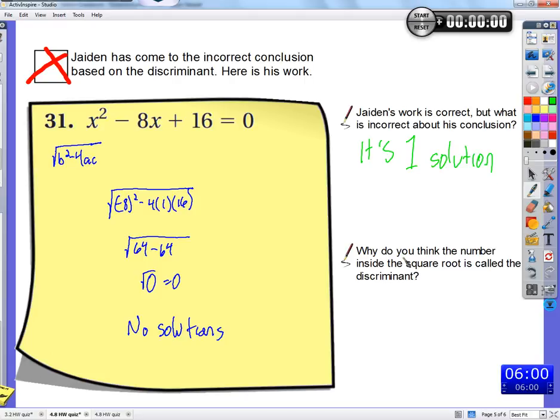So why do you think the number inside the square root is called the discriminant? Let's write that down on the side. Why is it called the discriminant? Think about the word discriminant, other words that it sounds like, and what the root word is. That kind of thing.